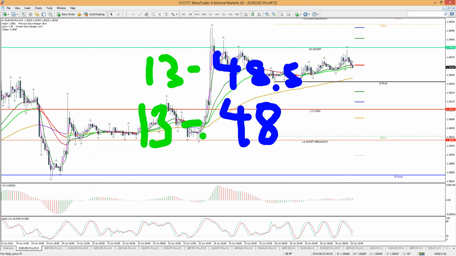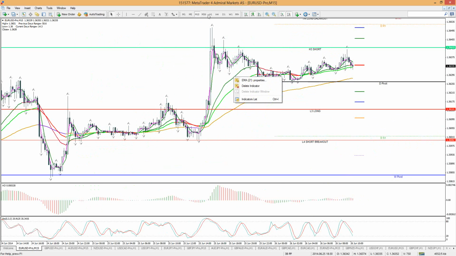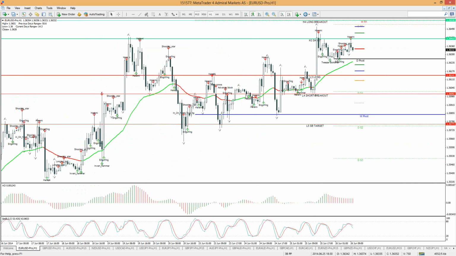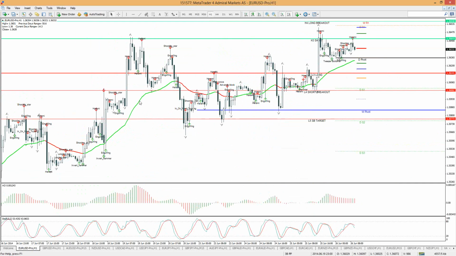So yeah, I don't know. 13, I don't mind using 13. Actually, I think I was using it on the hourly, right? I took it off only a couple of days ago, so might as well put it back on, I can see, because it's quite useful.